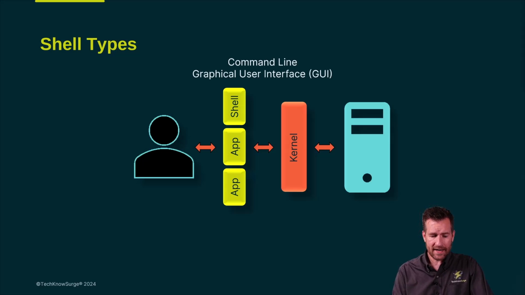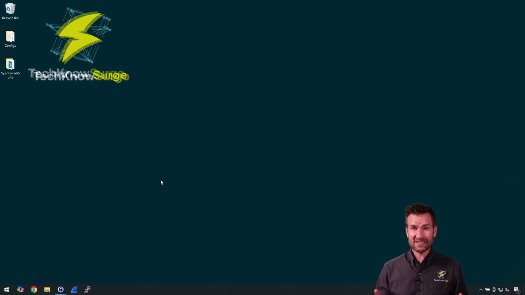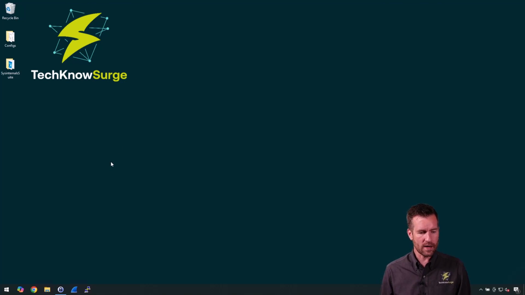We can categorize the shell into two different types. It's either a command line or it's a graphical user interface, or what we call a GUI. The best way for me to explain what a shell is, is just to show you. I'm on a Windows box here. This is a Windows 10 machine.